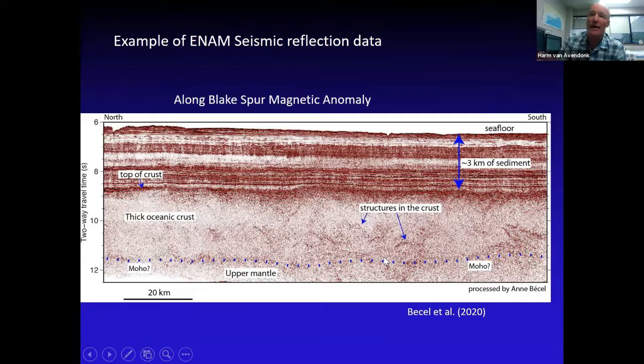And so when we make these kinds of seismic refraction models, we also always try to make them consistent with the seismic reflection constraints, whether that's in two-way travel time or in depth.